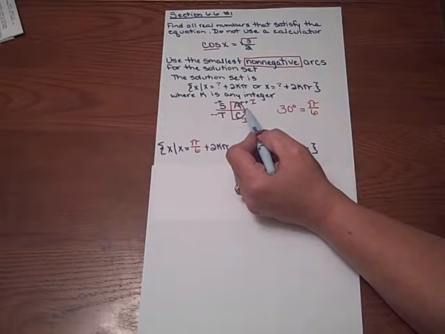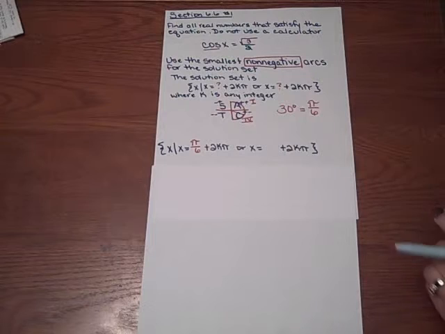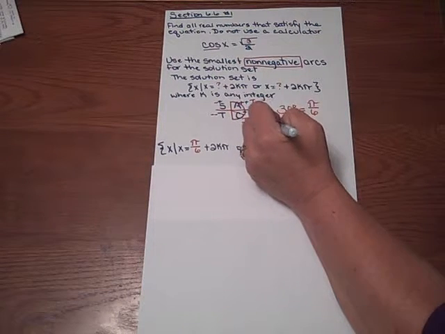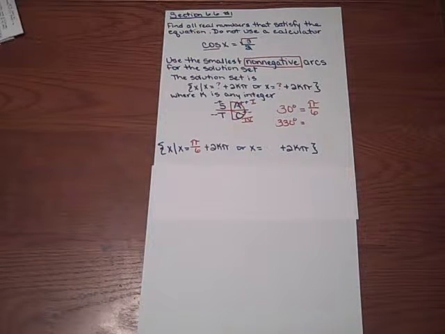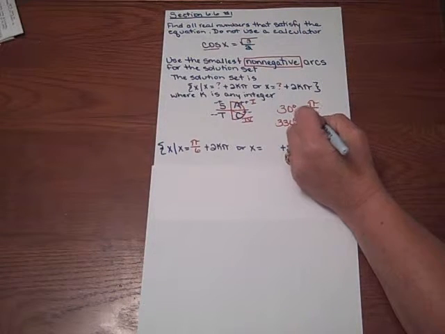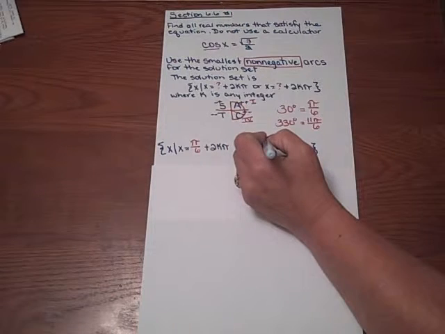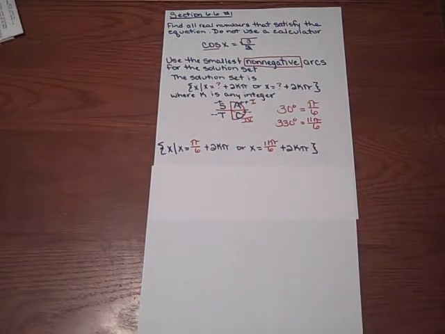So you take 360 and you subtract 30 degrees, and it's going to put you somewhere around in here, and that is 330 degrees. And from practicing and writing over and over our cosine functions, we know that 330 degrees is 11 pi over 6. So now we know that x equals pi over 6 plus 2k pi, or x equals 11 pi over 6 plus 2k pi.